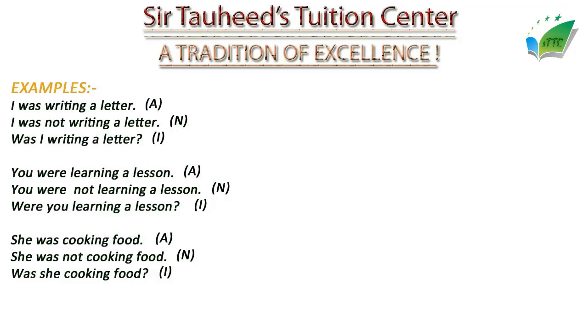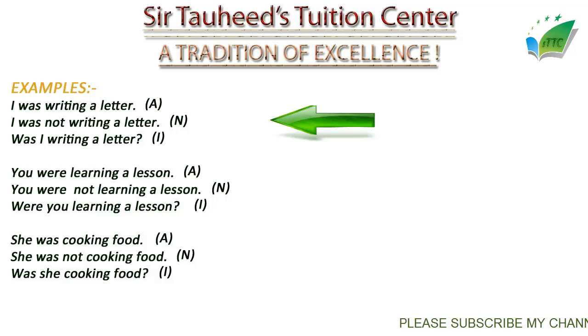Now let's have a look at some examples. First example, I was writing a letter. It means I was writing a letter in the past. This action of writing a letter continued in some past time, but it is not going on right now. It was only going on in the past, and the action was writing a letter, and the doer was I.